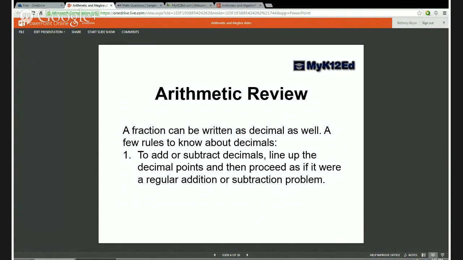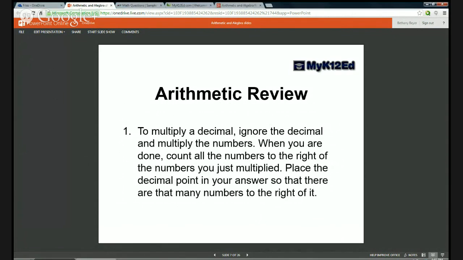Again, a lot of this is review from way back when, but sometimes when you don't use it for a while, you forget it. So sometimes the math that you've had a long time ago ends up being the tricky math on the ACT.